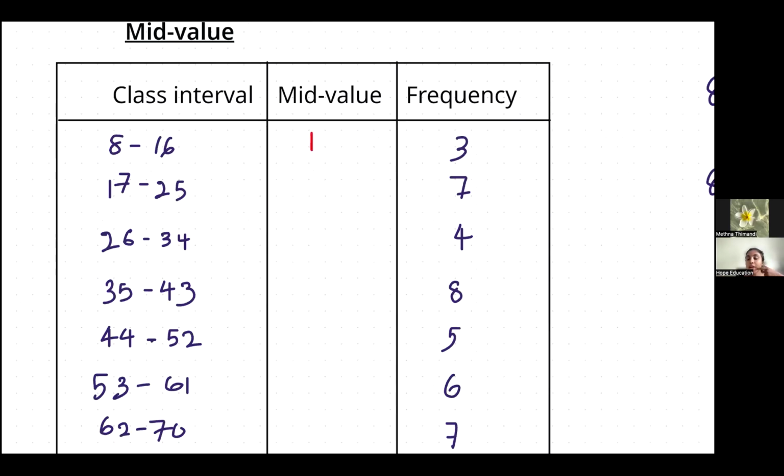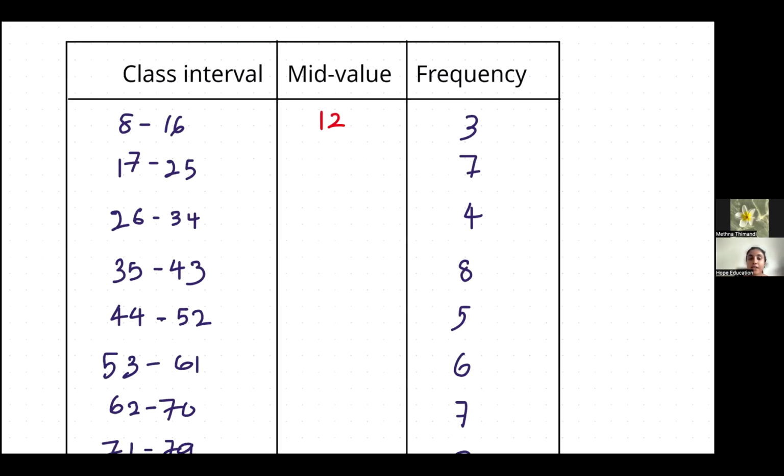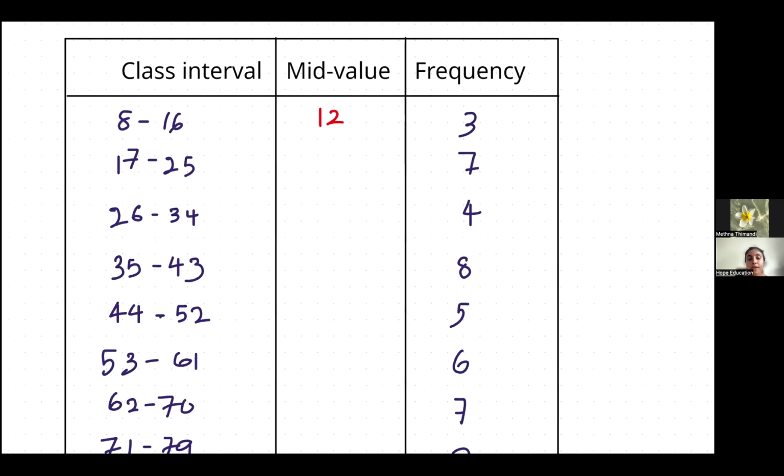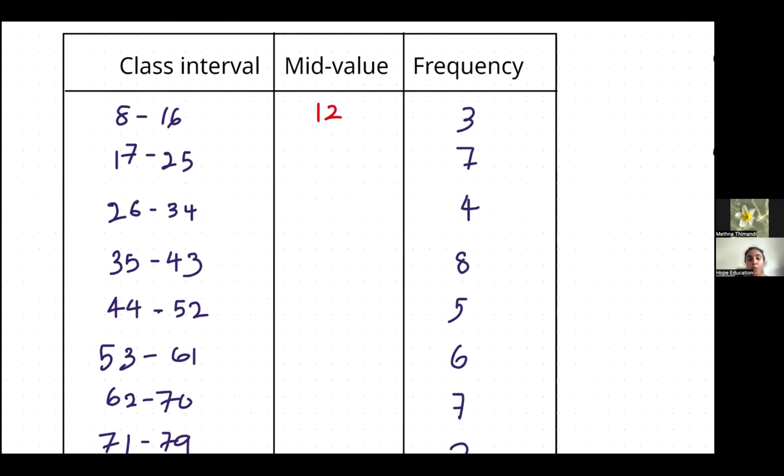If you take 17 and 25, first you have to add. 17 plus 25 is 42. When you divide by 2, you get 21. So 21 would be the mid value of that. Then 26 plus 34, you get 60. 60 divided by 2, you get 30.